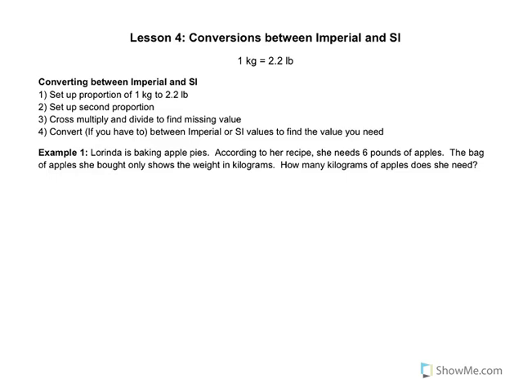Lesson 4, Conversions between Imperial and SI. So one of our conversion techniques is to know that 1 kilogram is 2.2 pounds. You will use this one a lot.